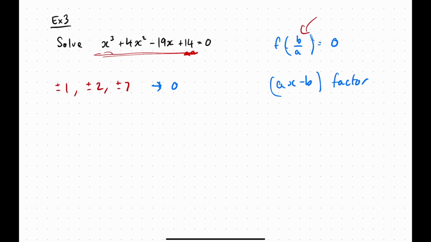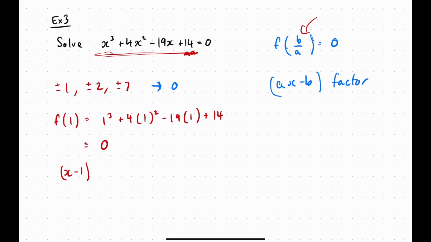Okay? So let's start off with plus 1. Let's find out what f(1) would look like. So 1 cubed plus 4 lots of 1 squared minus 19 lots of 1 plus 14. What does that equal? Well, luckily enough, if I type that into a calculator, I do get the answer 0, which tells me that one of my factors must be x minus 1.